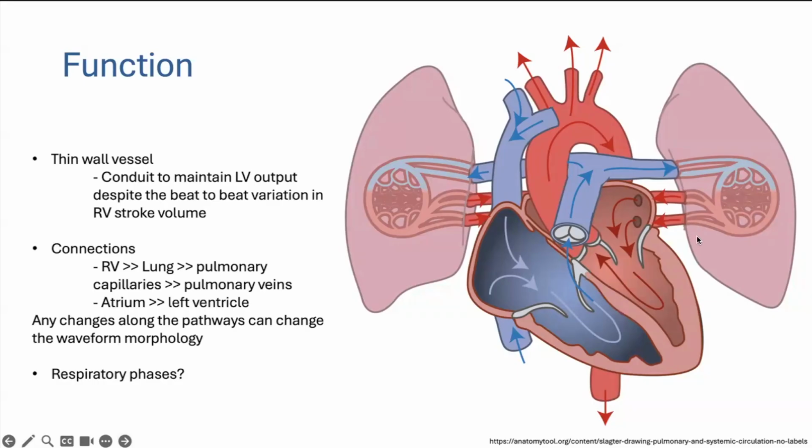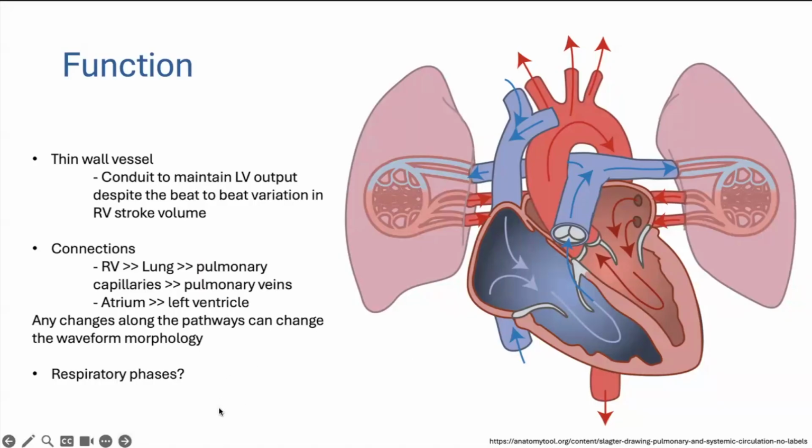So as one can imagine, anything along the pathway, any changes that affect the pathway, can result in different morphologies in the pulmonary vein Doppler waveform. And then the left side, same thing here. They're connected to the left atrium and the left ventricle. So changes in the ventricle or a stiff atrium, for example, will give you variation in the waveforms.